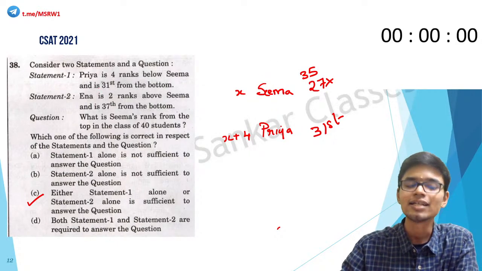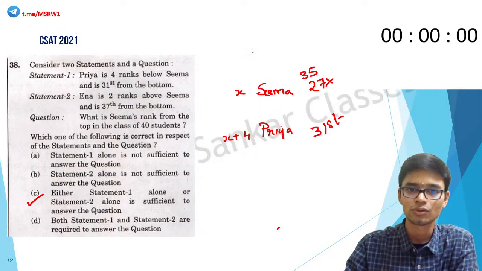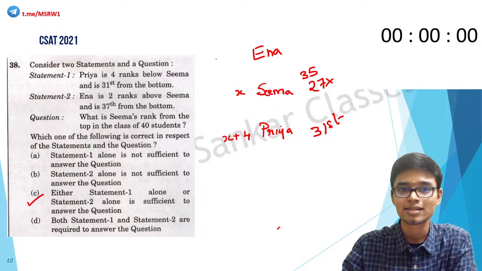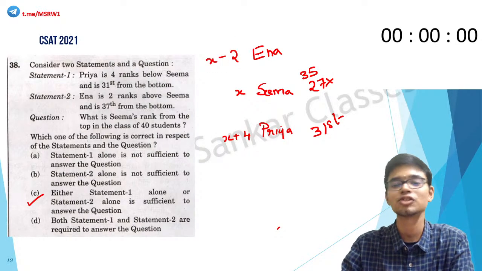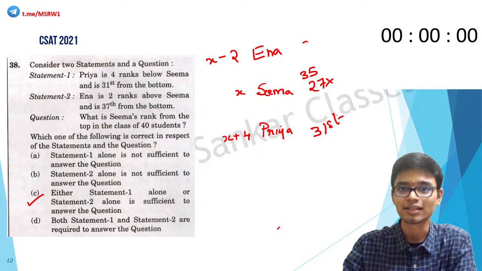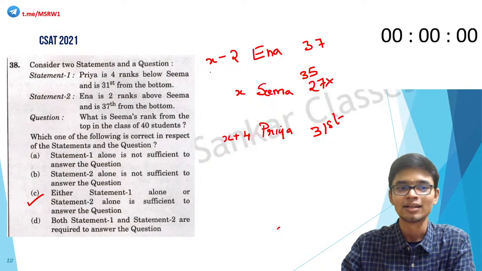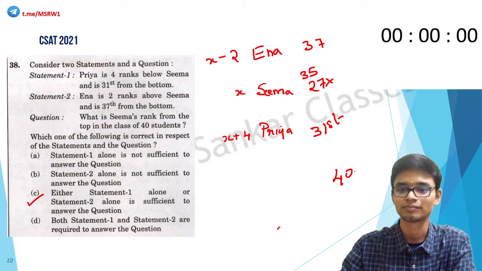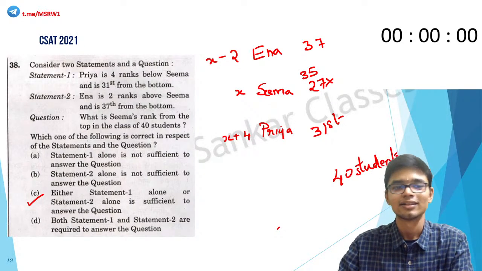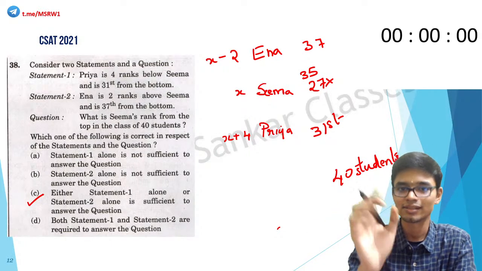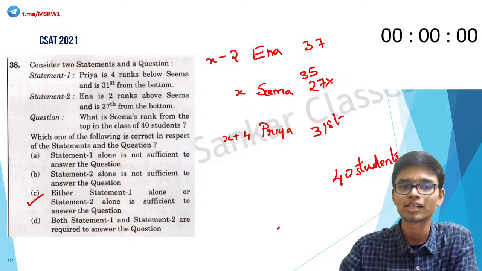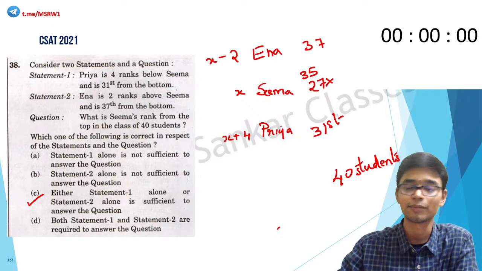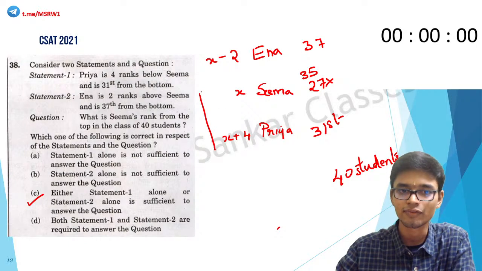Clear? Second statement is saying Ina is 2 ranks above Seema. So here we have Ina. She has a rank that is X minus 2. But from the bottom, she is 37. So that makes sense. Seema is 35, so Ina is 37. Question is, what is Seema's rank from the top in the class of 40 students? Very simple, right? Statement 1 alone is enough. Just think about it. In the statement 1, it says Priya is 4 ranks below Seema and is 31st from the bottom. So from statement number 1 itself, we have this much.